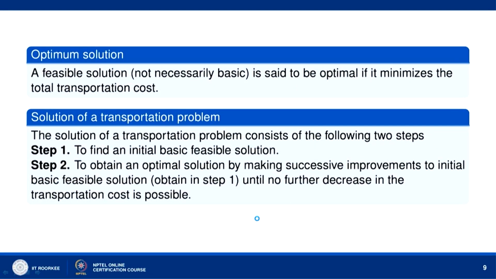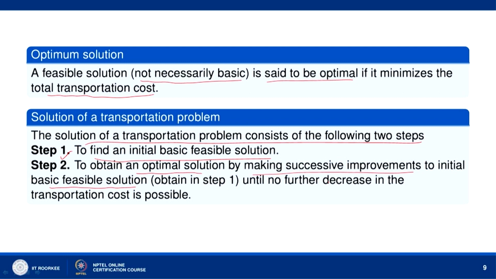Now, a feasible solution, not necessarily a basic feasible solution, is called optimal if it minimizes the total transportation cost. Now, let us determine a basic feasible solution. The solution of a transportation problem consists of the following 2 steps. First, we find an initial basic feasible solution, and then we find an optimal solution by making successive improvements to the initial basic feasible solution obtained in step 1, until no further decrease in the transportation cost is possible.